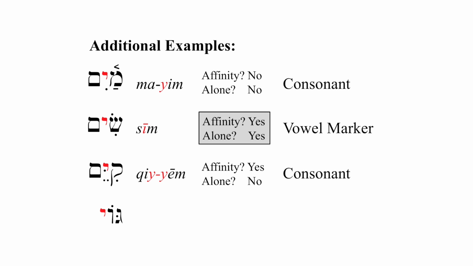And in the last example, goy, we again see an example used earlier where the yod has no affinity with the vowel in front of it. Does it stand alone? Yes, it's at the end of the word where it should stand alone, but because it has no affinity with the preceding vowel, it has to be pronounced goy.